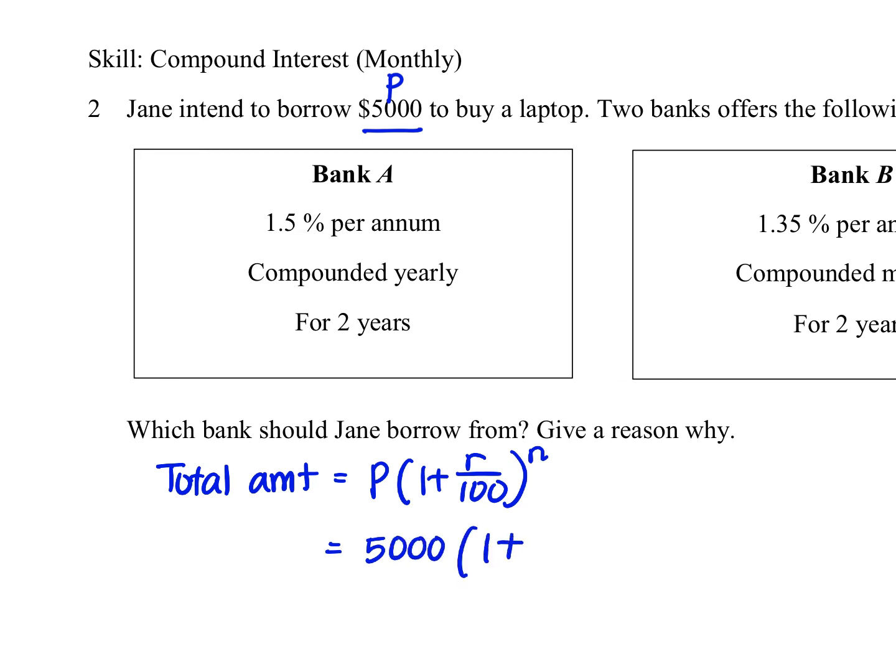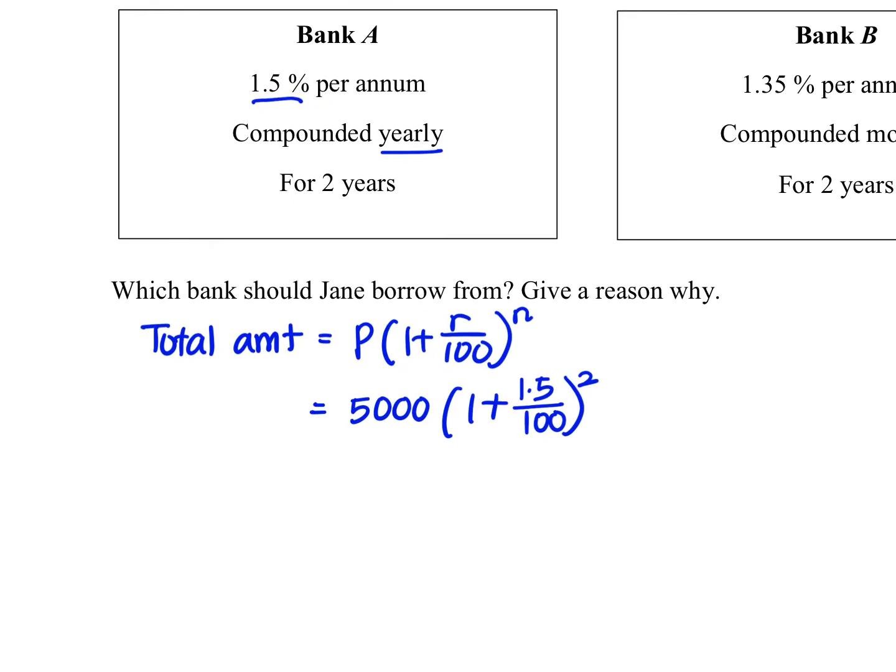So that will be 5,000. 1 plus, what is the interest rate? The question says compounded yearly, and this interest rate is in years. So this will be 1.5% over 100 for 2 years. So 2 years itself means it'll be compounded 2 times, to the power of 2. So let's get this answer and let's label this properly. So this is under Bank A.